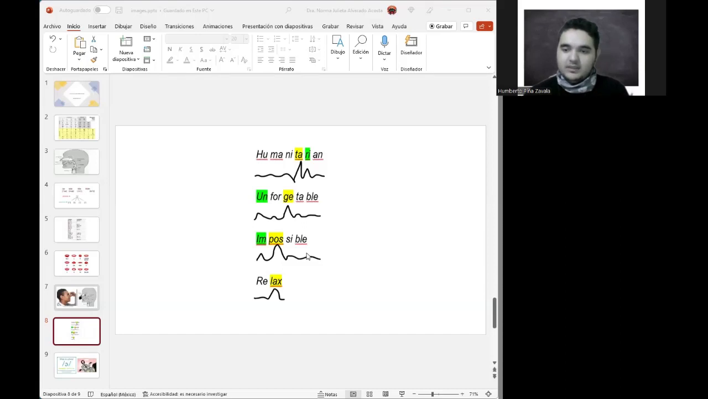For example, the syllable "lax" in the word "relax," or "dan" in the word "dangerous." We say these syllables with more intensity than the rest of the word. These syllables are called primary stress since they are the ones with the most noticeable difference.